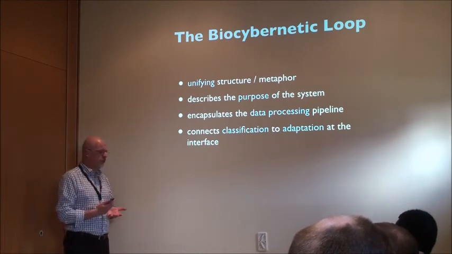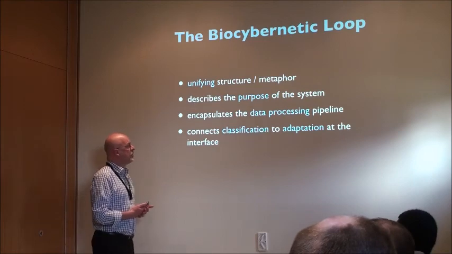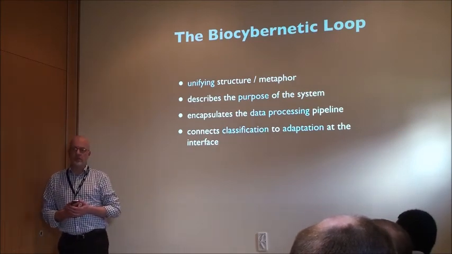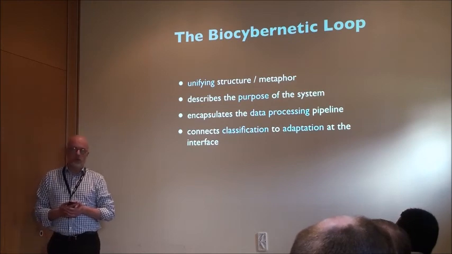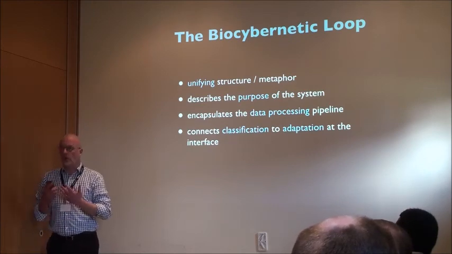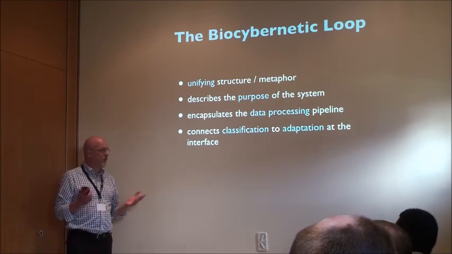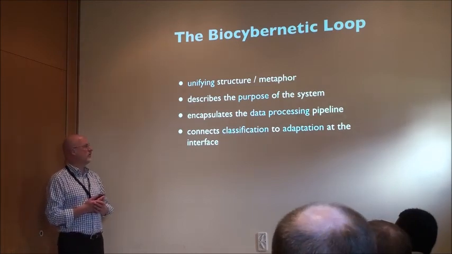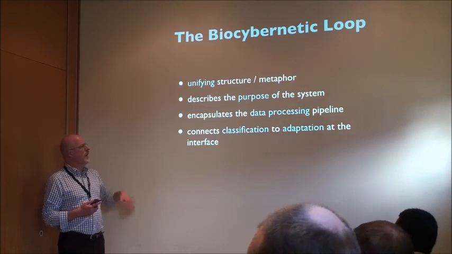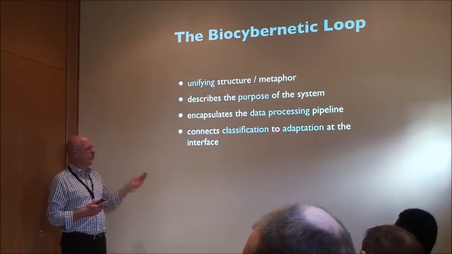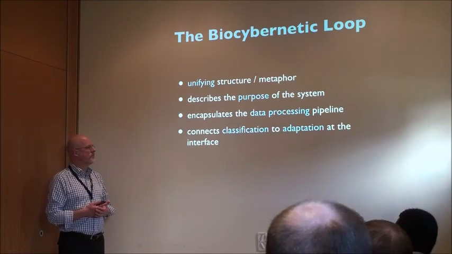What the loop also does, certainly in the adaptive controller, is that it describes the purpose of the system. The system is designed to do something: to make the game more interesting, to stop people getting angry, to detect whether someone's too sleepy to drive the vehicle. And so what the loop does in the adaptive controller is it describes what the system is designed to do, what the purpose of the loop is.